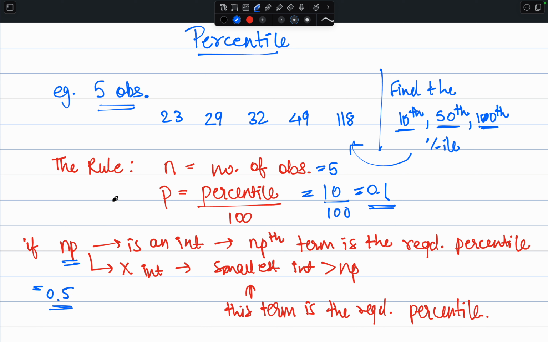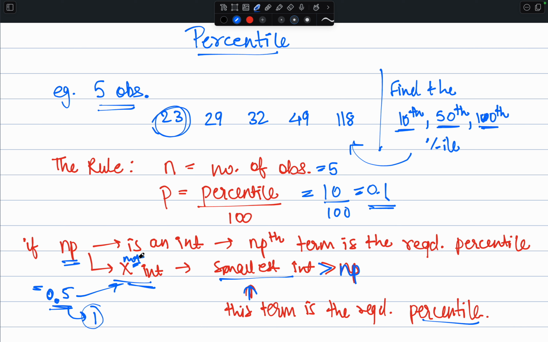Now if you look at np, if it is an integer, you do something, and if it is not an integer, you do something else. In our case, it is not an integer. So the smallest integer greater than np will be the term that is the required percentile. Over here, np is 0.5, and the smallest integer above it is 1. So the first term will be the 10th percentile. So this is your 10th percentile.